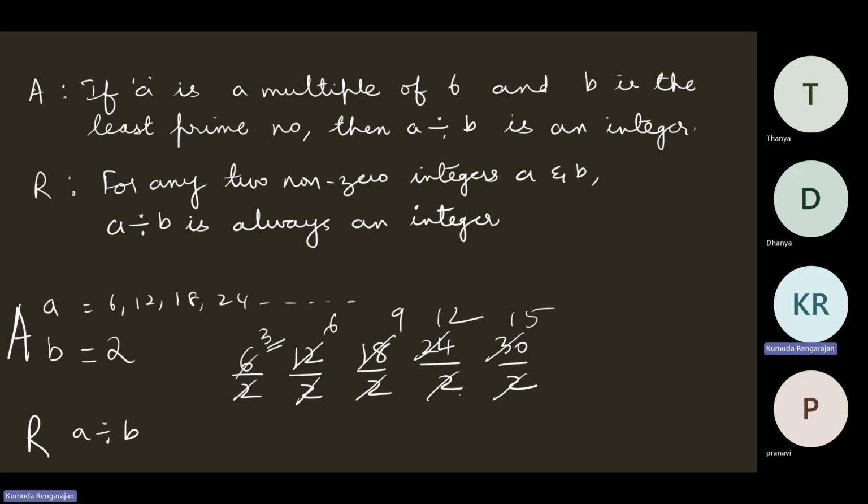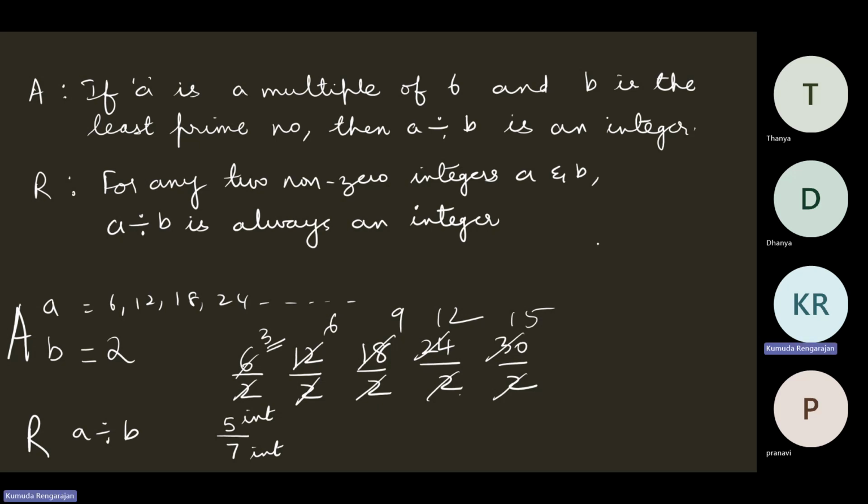Now, when you do A by B, supposing you take A as 5 and B as 7. A is an integer, no? This is an integer. This is also an integer. When you divide 5 by 7, is the answer an integer? No, it's not an integer. So the reason is false. It's given it's always an integer.